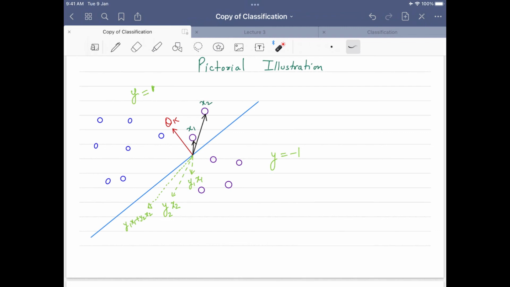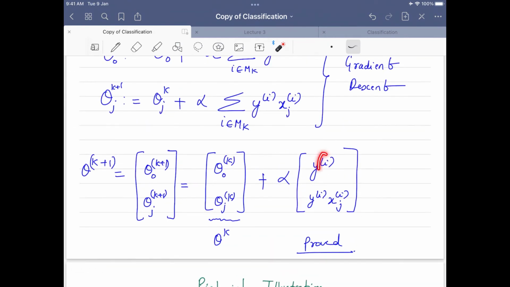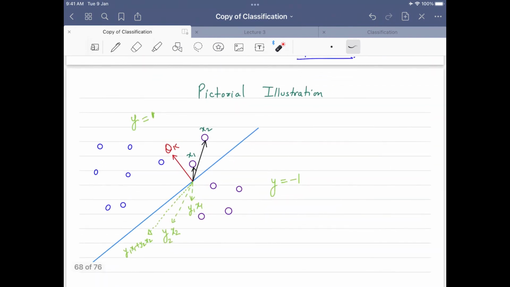So our algorithm will actually focus on these misclassified points, and it will not focus on these points which are correctly classified. As you can see here, the value actually depends on the misclassified points. That's why we will focus on misclassified samples.